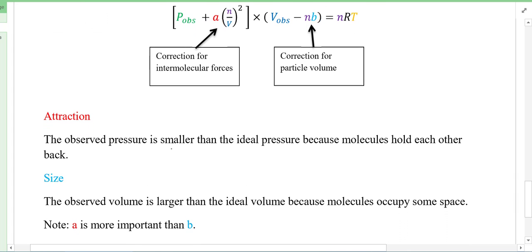So the observed pressure is smaller than the ideal pressure because molecules hold each other back. So there is an attraction between molecules. Water likes itself a lot. And so even in the gas phase, there's an attraction between water molecules. The observed volume is larger than the ideal volume because molecules occupy space. So they actually do, there's actually a little bit bigger. a is more important than b, especially if there's high intermolecular forces, which again is the next topic.